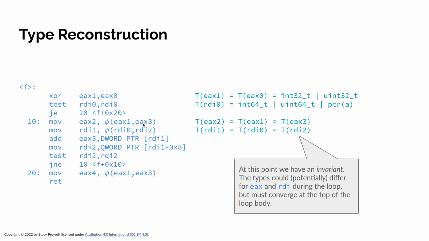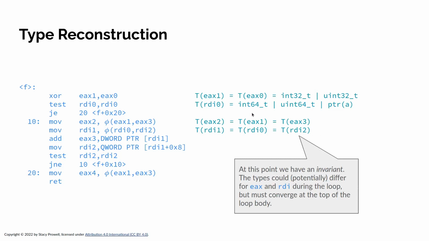For this move and this move, where the phi functions, we have some different possibilities here, but they have to be compatible, right? So the type that's in EX1 and the type that's in EX3 have to both be the same as the type that would be in EX2. So all those types have to be the same. So I wind up with this nice long type constraint. The same thing for RDI.